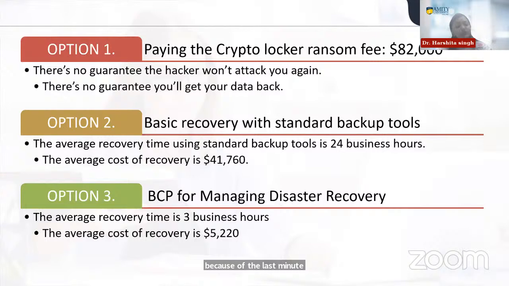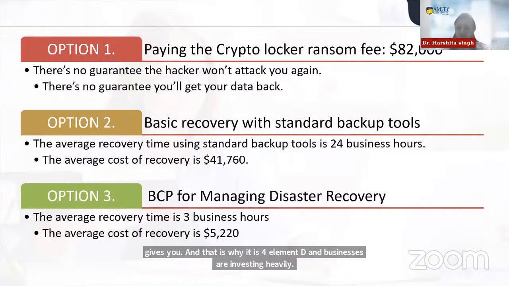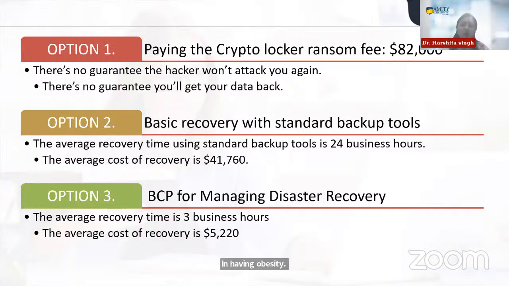The third option that you can have is a BCP for managing disaster recovery. So your average recovery time will be 3 business hours, let's say, or maybe less, or maybe 1 or 2 or more. And your average cost of recovery will be much, much less than the other two options. So this is the kind of cost benefit that the BCP gives you. And that is why it is so relevant these days, and businesses are investing heavily in having a BCP in place.